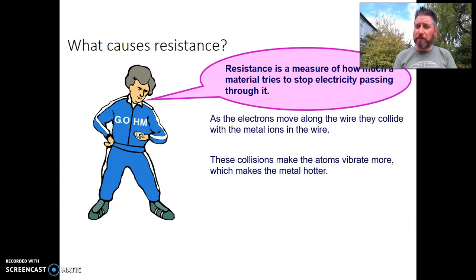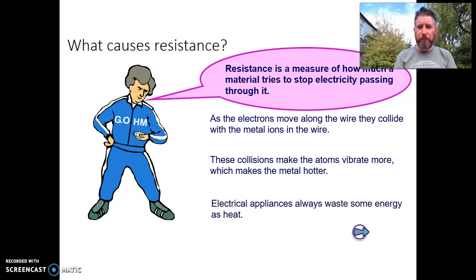Now why does that happen? That's because the electrons are moving, and as they're moving they're colliding with the metal ions in the wire. There's tiny metal particles in the wire. Those particles are vibrating all the time. When they get hotter, they vibrate more, and every time the electrons bang into them, that makes them warmer as well. Okay, so that's why all electrical appliances get hot. They waste some energy as heat.